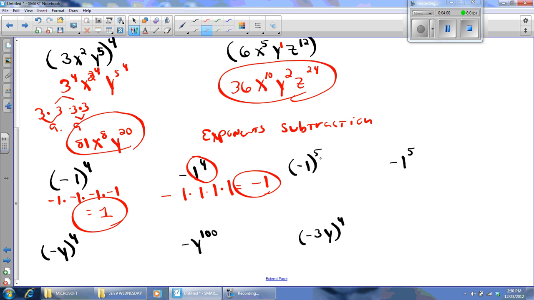Okay? These two, however, will end up being the same thing, because I'm going to take 5 negative 1s, and that's going to end up being negative 1. On this one, I'm going to take the negative of 1 to the 5th power, which is going to be negative 1. All right, I multiply 5 ones and then make it negative. On this one, the negative is being raised to the 5th power. Okay.